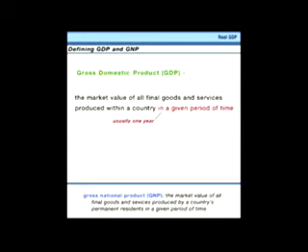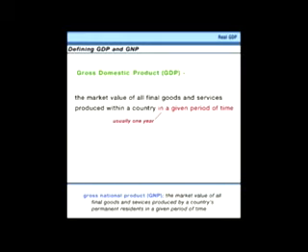Now, that's gross domestic product. The next thing that we want to distinguish is the difference between nominal gross domestic product and real gross domestic product. Nominal gross domestic product refers to the dollar value of all of these transactions that are occurring right now out there in the economy.